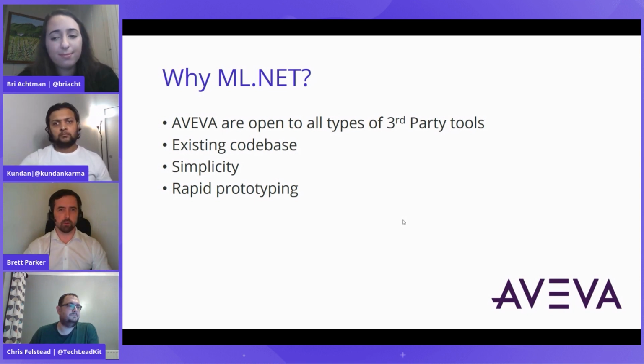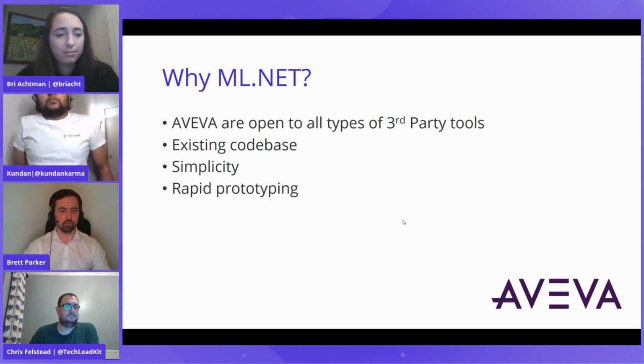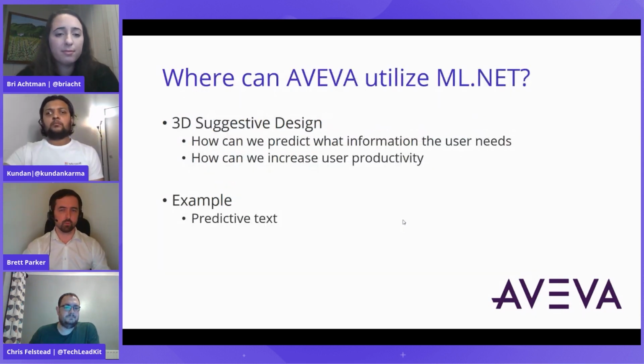The simplicity of ML.NET, and specifically how simple it is to get ML.NET into existing products, allows us to rapidly prototype ideas, get things quickly into testing phases, and quickly see whether what we're thinking of is worthwhile investing in. So where can AVEVA specifically utilize ML.NET?